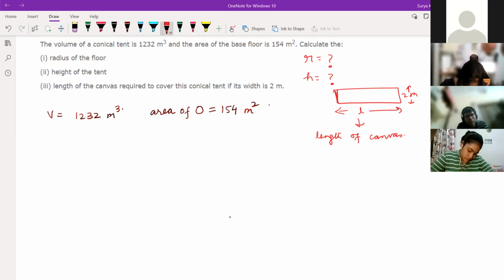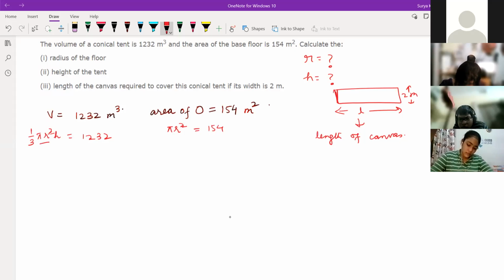Now see, volume of the cone is 1/3 πr²h, which is equal to 1232. Now the area of the circle, πr², is equal to 154. The πr² value is already given here, so we can write 1/3.